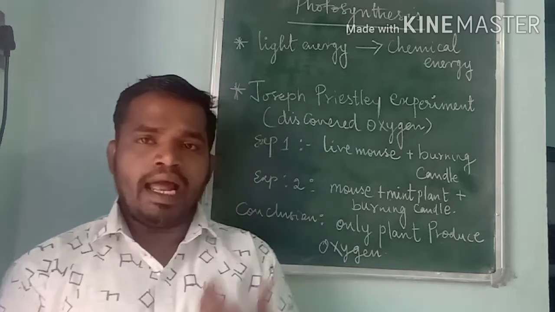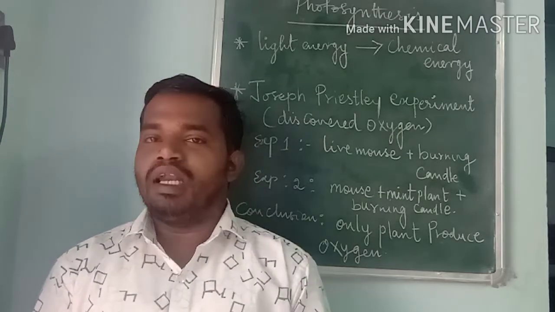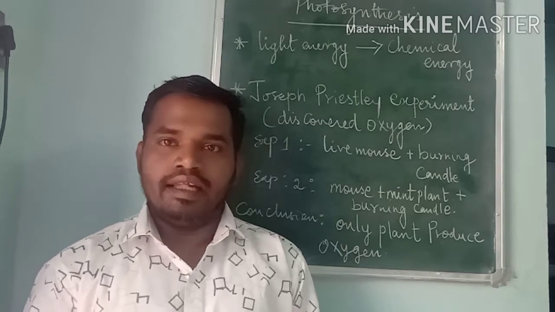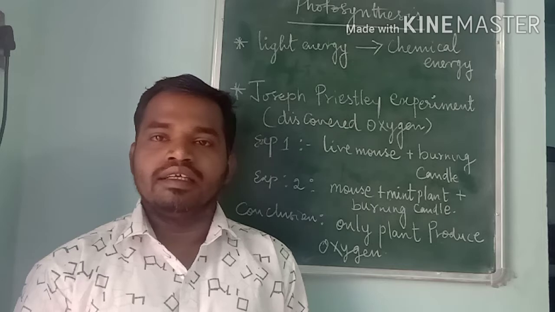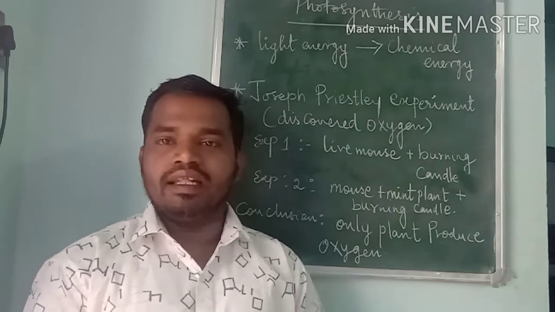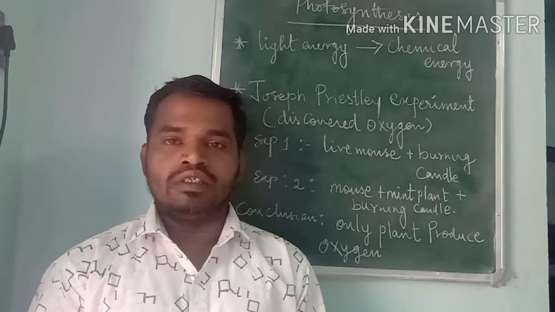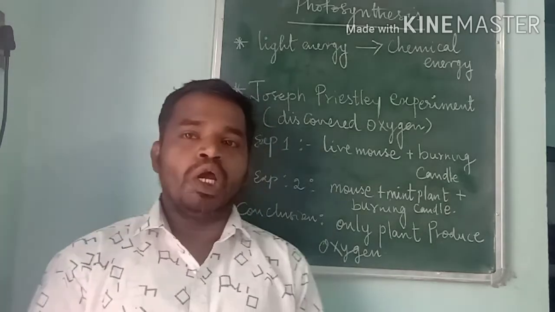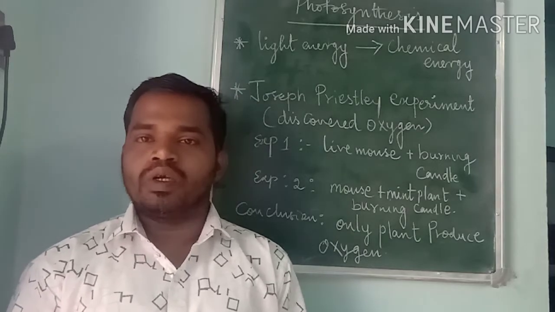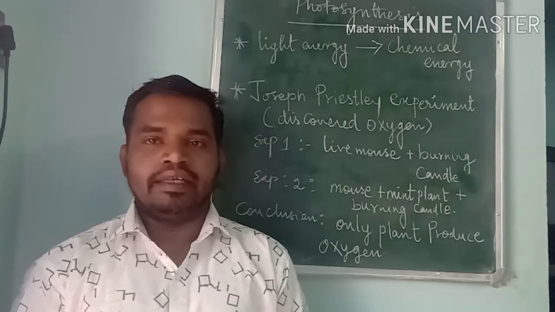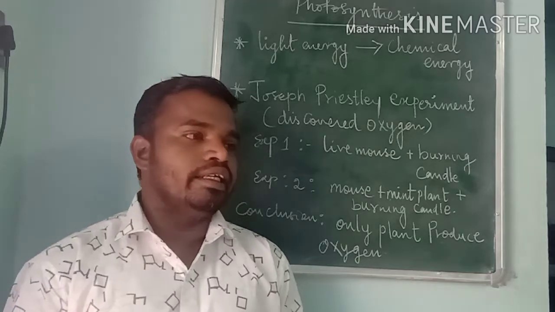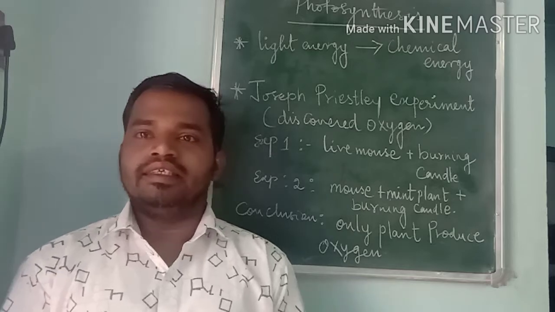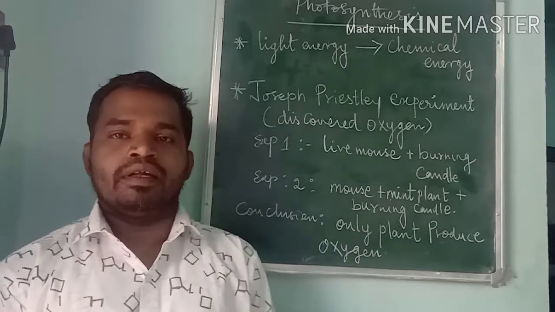The plant uses carbon dioxide, water molecules and sunlight. With the help of this light energy, the plant is able to prepare food. So light energy is converted into chemical energy. It is a biochemical reaction. How this light energy is converted into chemical energy is the surprise of this topic.